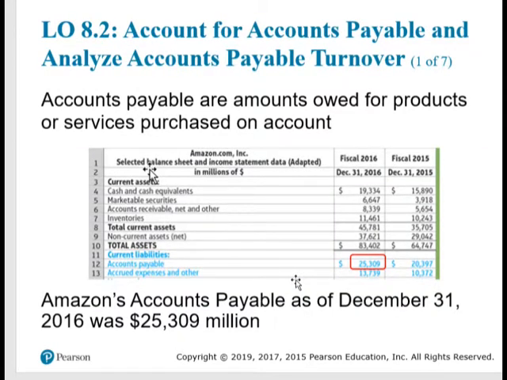Accounts payable turnover measures how many times in a year a company is able to pay its accounts payable. This slide shows that accounts payable for Amazon was $25,309 million. That's a lot.